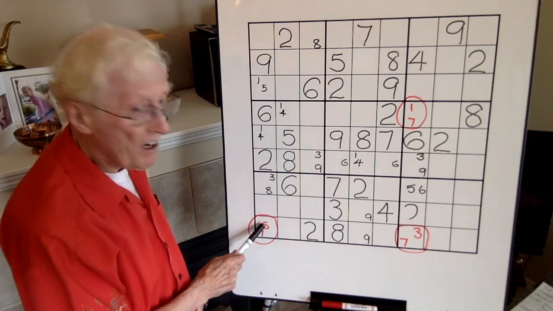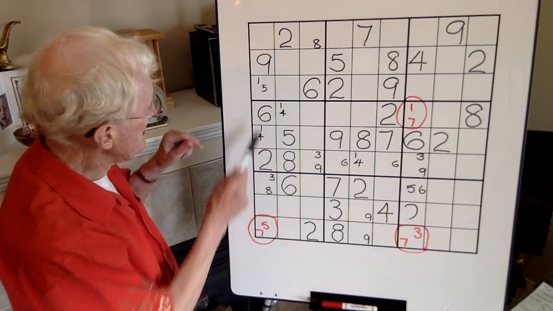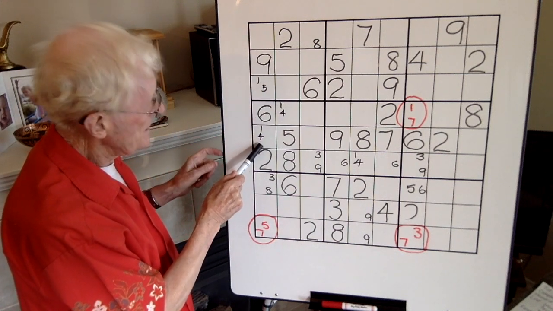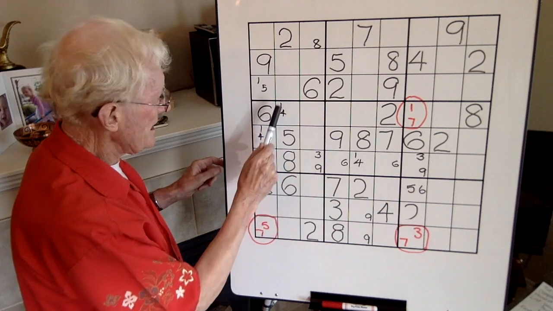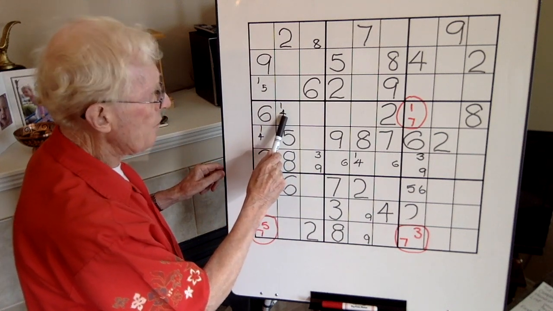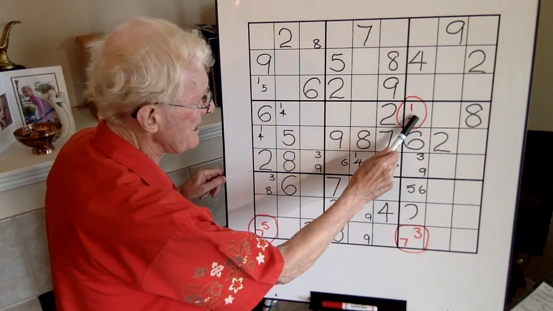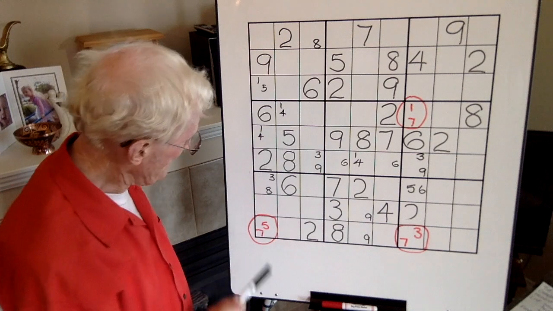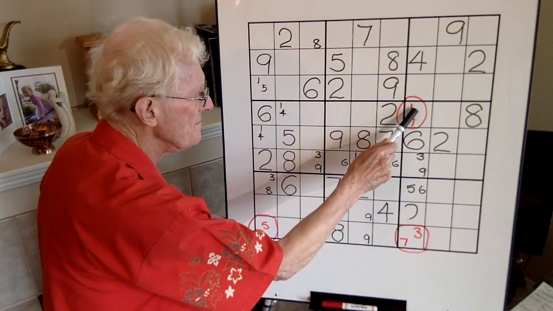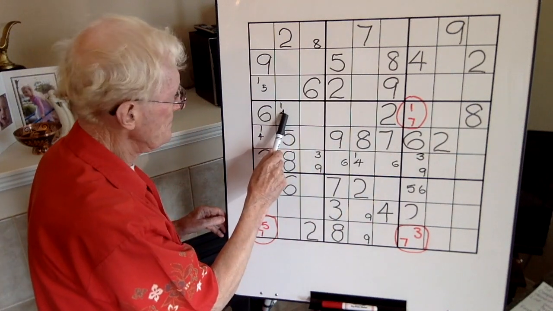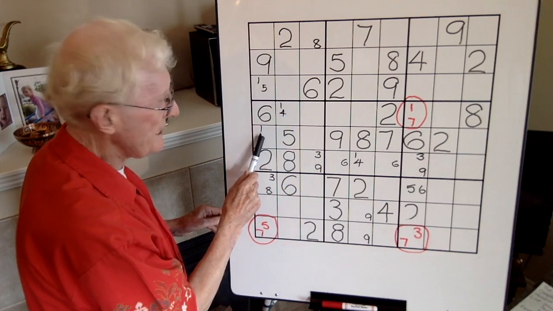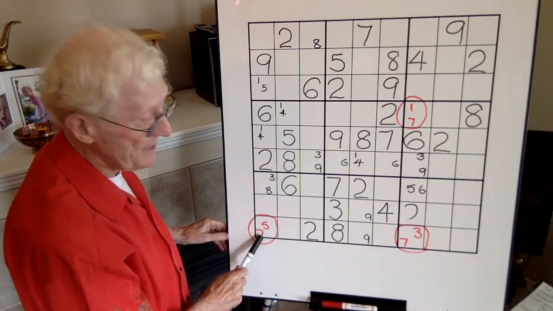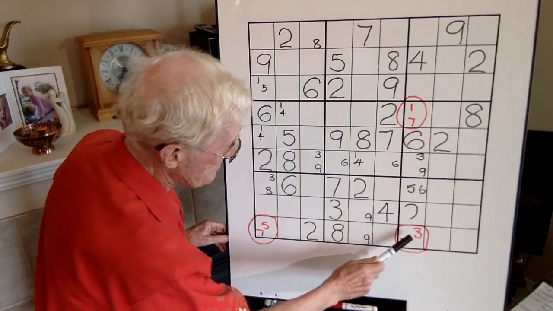If this is a 5, that means this is a 1, this is a 4, this, because it's in the same block, is a 1, that 1 means this is a 7, and so we still get a 3 there. Now what about this one? If this is a 1, this is a 4, that 4 becomes a 1 here, that 1 makes this a 5, and this becomes a 7, and also that becomes a 3.